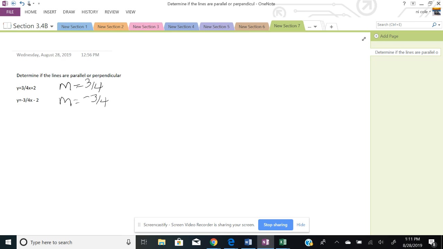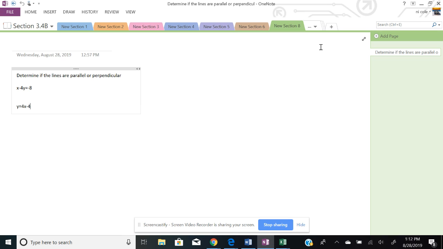One's positive, one's negative. Okay, so if you had a positive and negative, that might make it perpendicular, but they have to be reciprocals. So if you had positive 3/4, the reciprocal of that would be negative 4/3. And for it to be parallel, they have to be exactly the same. So they both have to be positive or both negative, which neither are. So the answer is neither. Okay, no big deal. You just continue on.